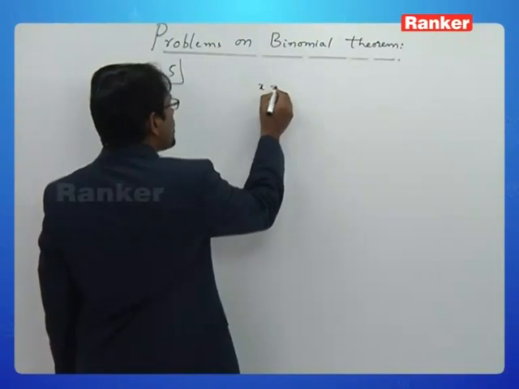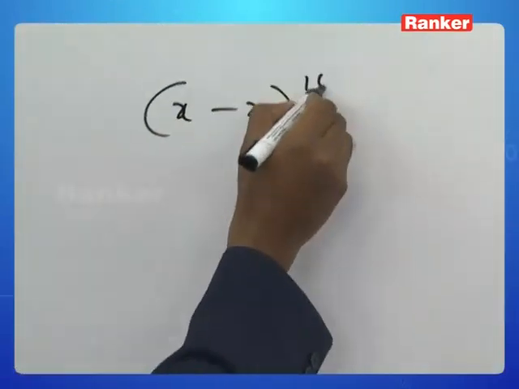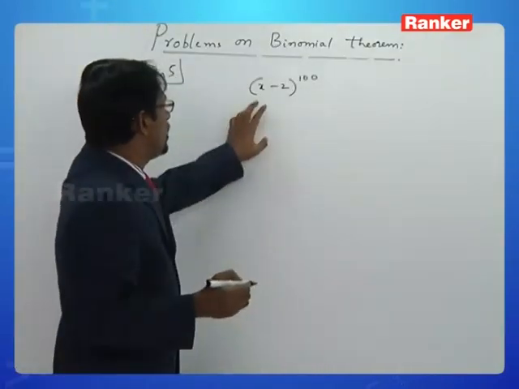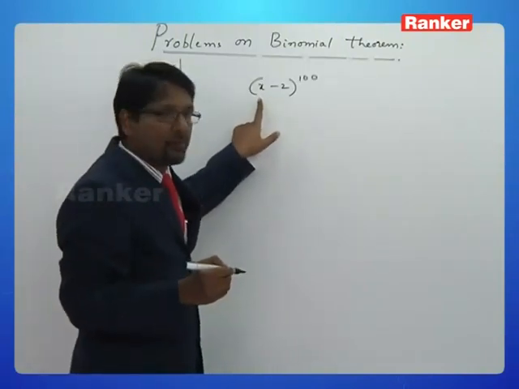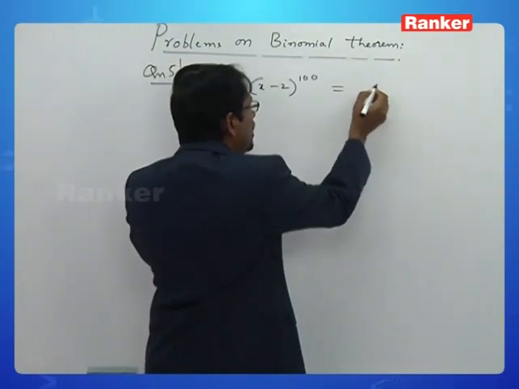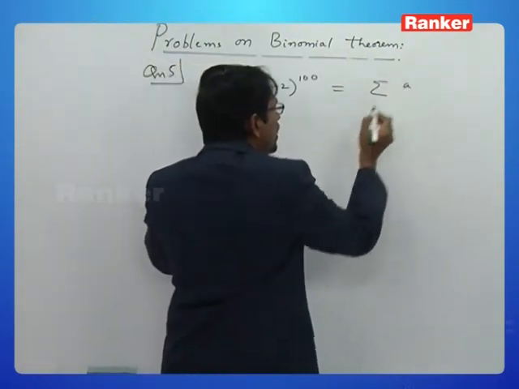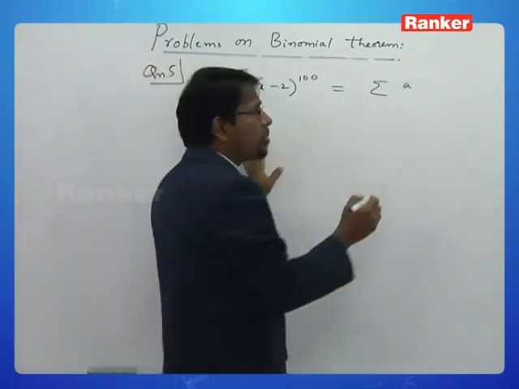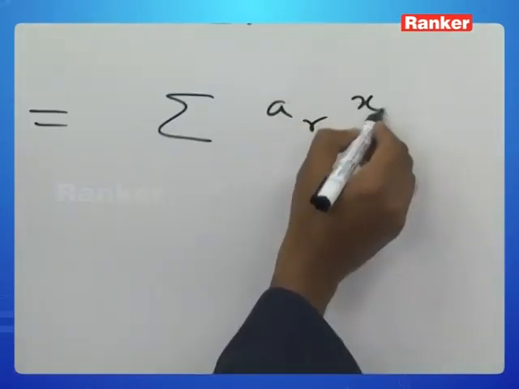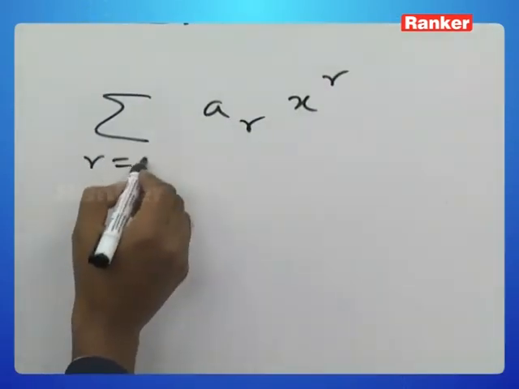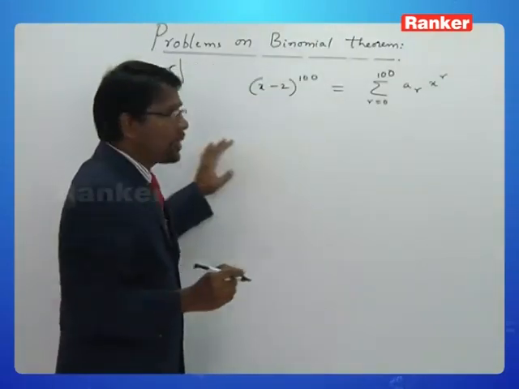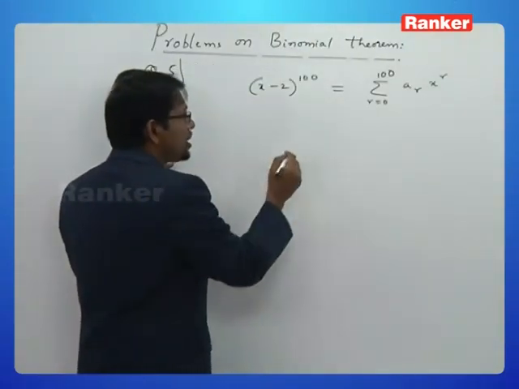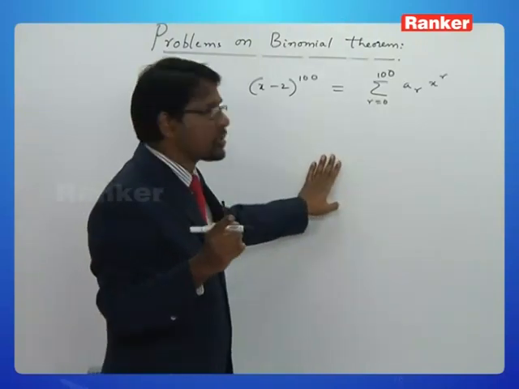Now (x − 2) raised to the power 100. Clearly this will be a 100th degree polynomial in x. So that's what has been written here. The right hand side has been written as sigma a_r x^r, r ranging from 0 to 100. Now what you want is not just the sum of the coefficients.